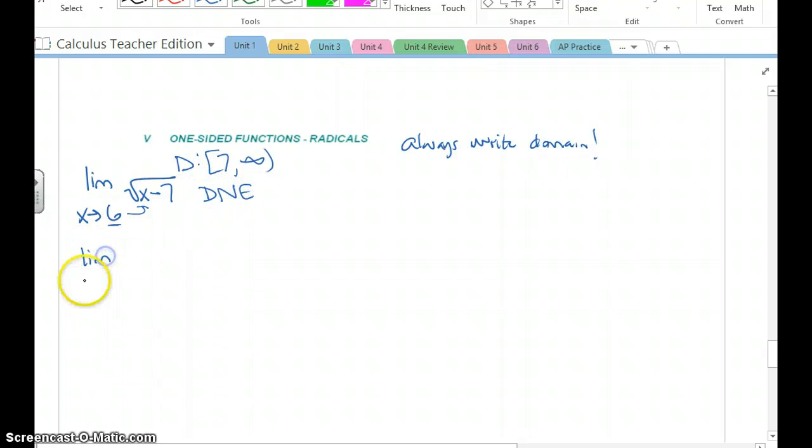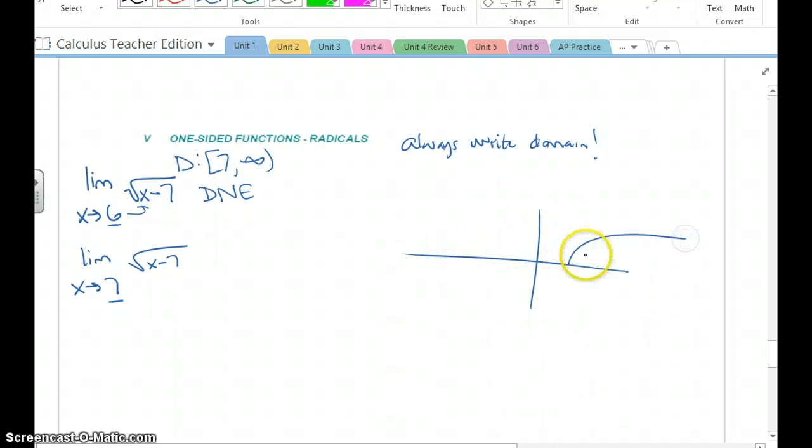But then what if I say the limit as x approaches 7 of this same function, right? So the domain remains the same. This 7 is in the domain, but picture the function, right? This is what it looks like, and here is x equal to 7. Does that limit exist? Think back to the definition of a limit. Hopefully you're thinking, no, it doesn't, right? Because the function doesn't exist to the left of it, and a limit has to be the same from the left and the right. Since it doesn't exist from the left, this limit itself does not exist.